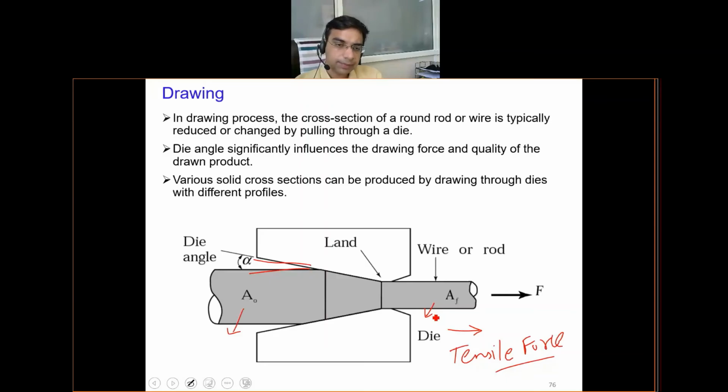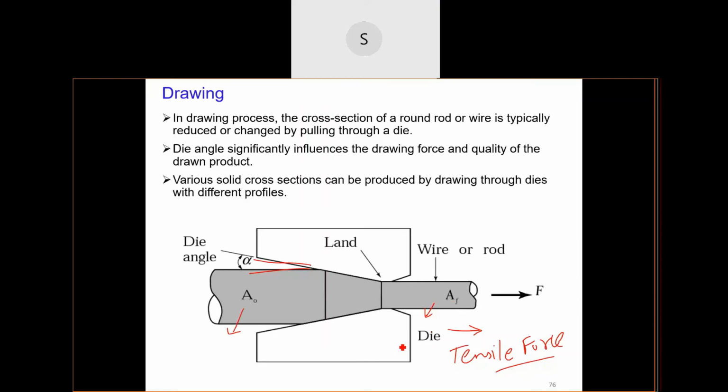I think there is some lag. So yes, there is some network issue from our end.